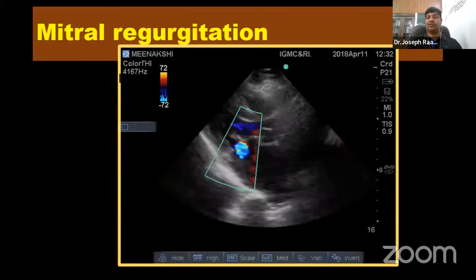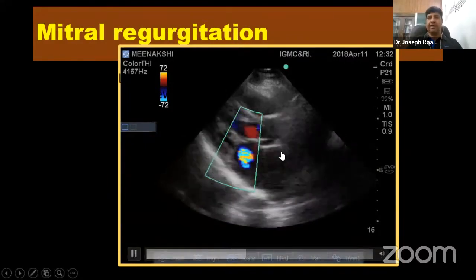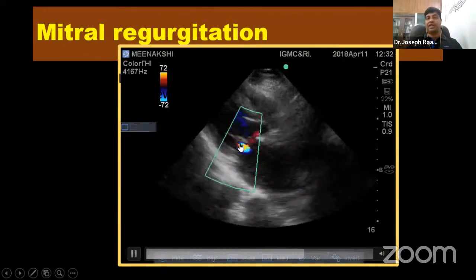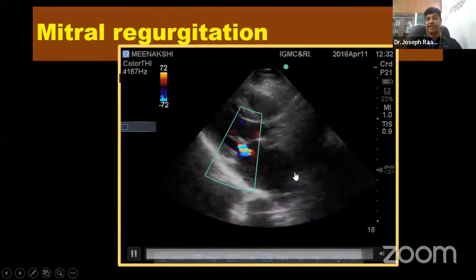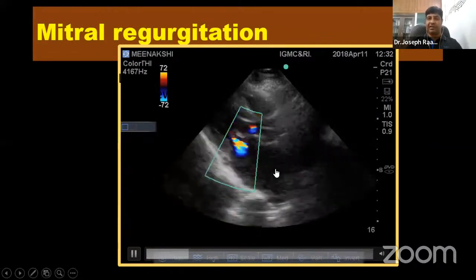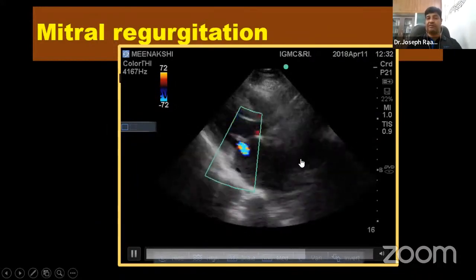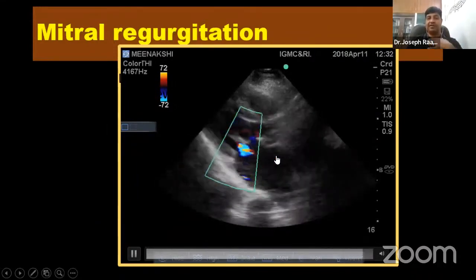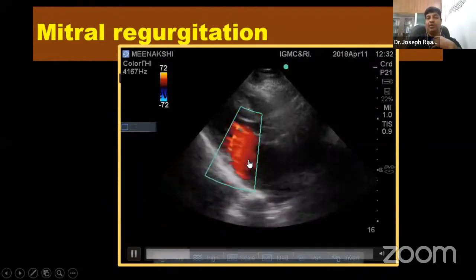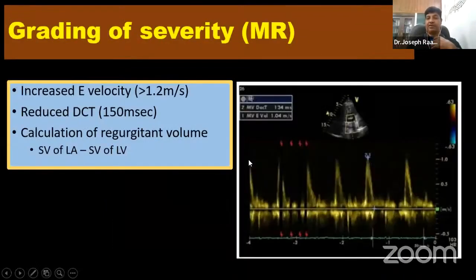Okay, next step is how to assess the severity. Previously, we used to assess how far this jet goes and touches the left atrium. But again, there are some controversies about whether we can assess the severity based on this particular observational method. The results are not beyond doubt. So there are other parameters to assess the mitral regurgitant severity. Either the E velocity is more than 1.2 meters per second, or a very much reduced deceleration time. This all tells you about the severity of the regurgitant.